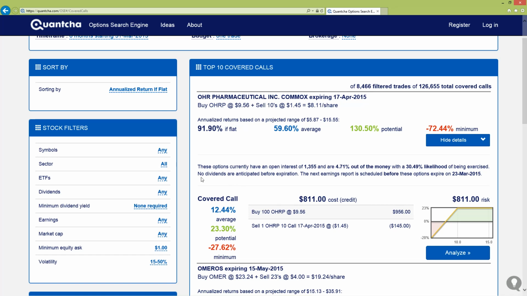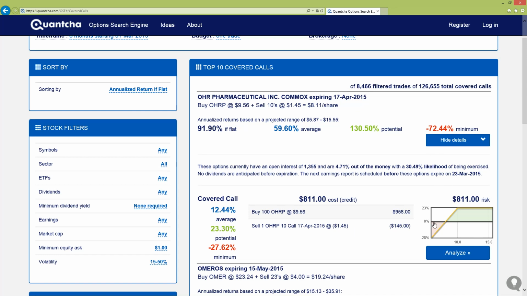We'll also let you know if there's dividends that are anticipated before expiration and how much, and when the next earnings report is based on the expiration. So in this particular case, there's no dividends anticipated, but the next earnings report is scheduled before the options expire, slightly less than a month before the April date of expiration.